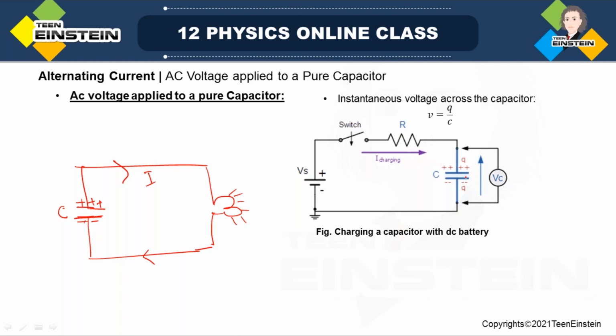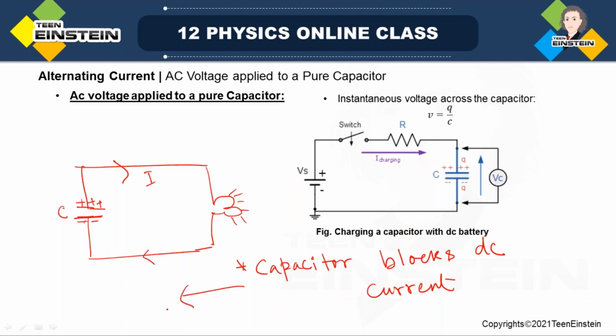That means if you apply DC power to a capacitor, after the capacitor gets fully charged, the current in the circuit will immediately be zero. That means a capacitor blocks DC current. So this is the outcome from this discussion. Whenever in any electrical circuit you need to block DC current, you need to use a capacitor.